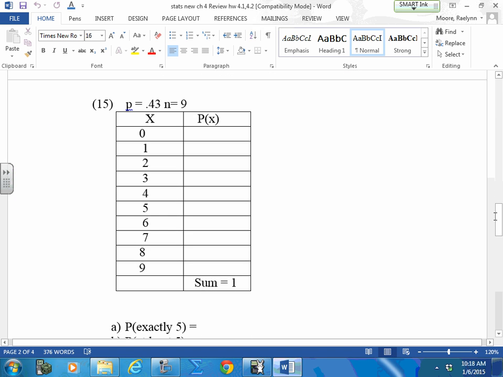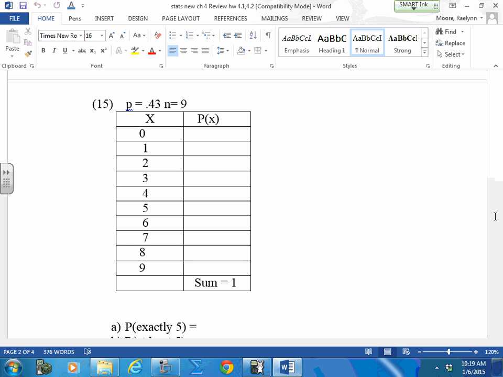All right, number 15. Number 15 says 43% of businesses in the United States require a doctor's note when an employee takes sick time. You randomly select nine businesses. Find the probability that the number of businesses who say they require a doctor's note is exactly five, at least five, and more than five.